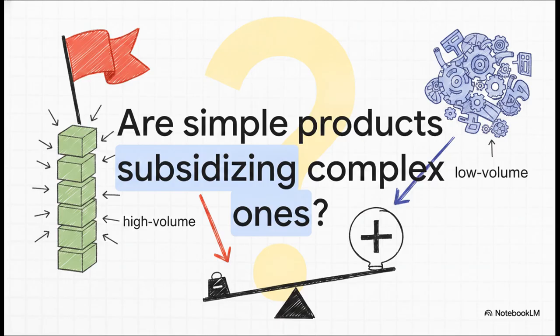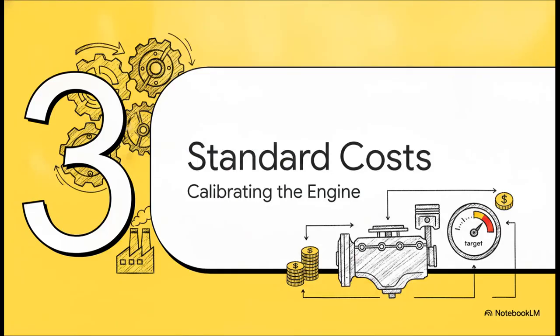Your simple products get penalized with overhead costs they don't actually use, while your complicated products end up looking way more profitable than they actually are. ABC was invented to fix that exact distortion. Which brings us to Section 3, developing your standard costs. Time to calibrate the engine.